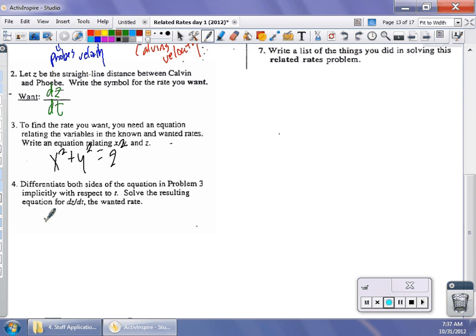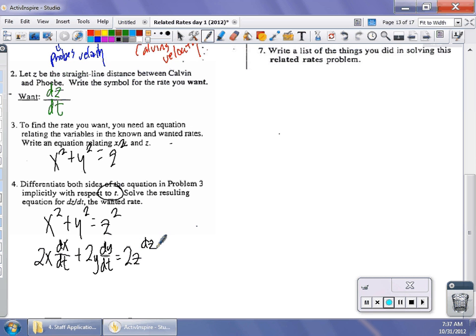We have our original equation, x squared plus y squared is equal to z squared. So when we take the derivative of x squared with respect to time, notice it says differentiate both sides of the equation with respect to t. So I have 2x dx/dt. There's my implicit differentiation along with the chain rule, plus 2y dy/dt is equal to 2z dz/dt.